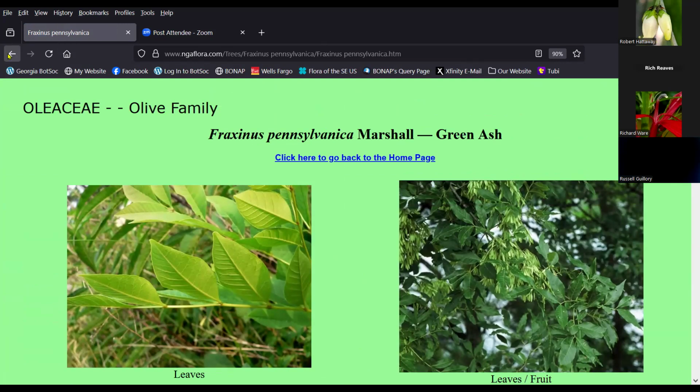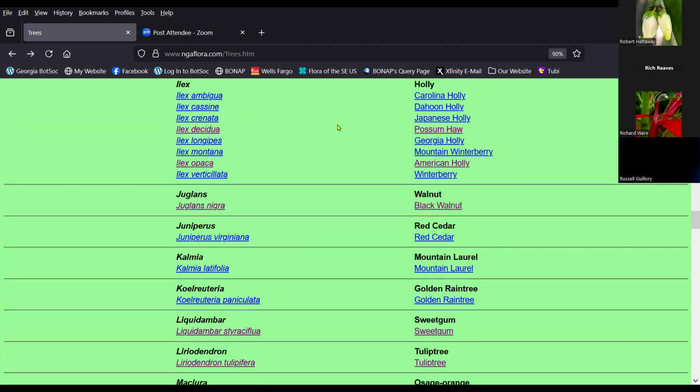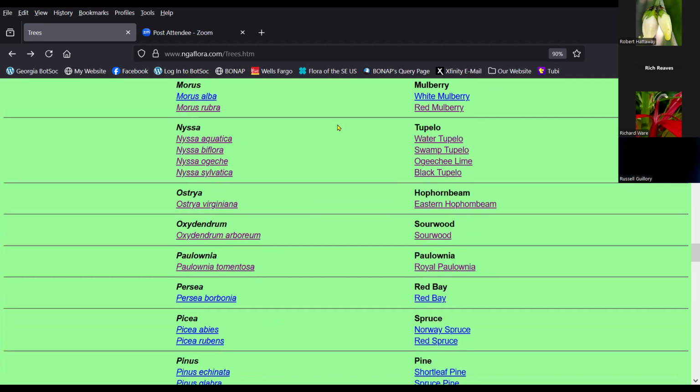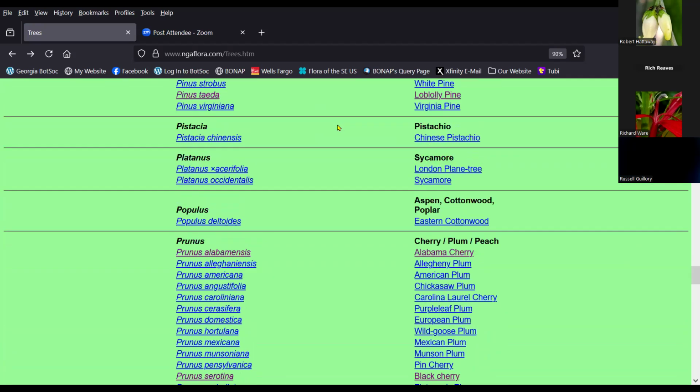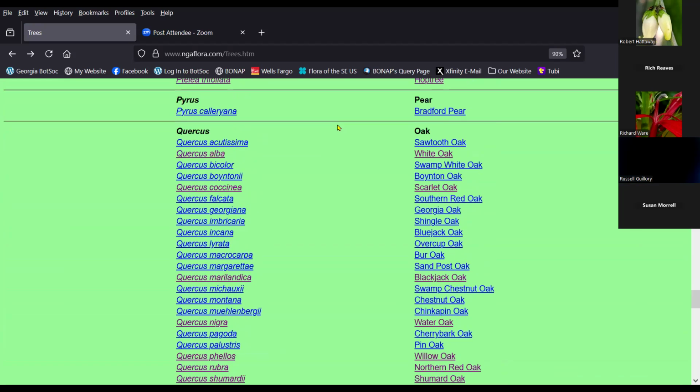But I don't think they need to worry if they can separate Americana, Biltmoreana, Pennsylvania and Quadrangulata. They're doing pretty good actually. Oh, well, I think you did well, Richard. But they can use my website here. They can access your website through the botanical site too. Yes, that's right. And that's what I do.